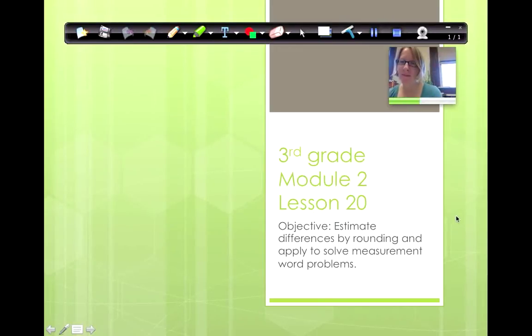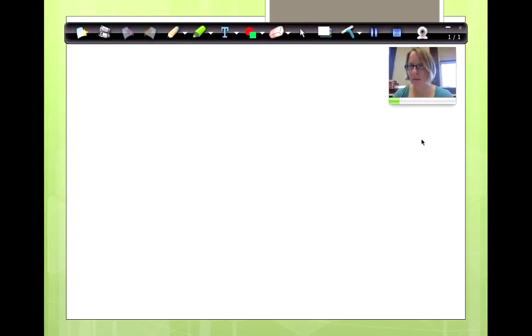There we go. Hello everybody. We're going to be doing Module 2, Lesson 20. Our objective today is that we're going to estimate differences by rounding and apply to solve measurement word problems. Now, is this going to work? There we go. Goodness gracious.